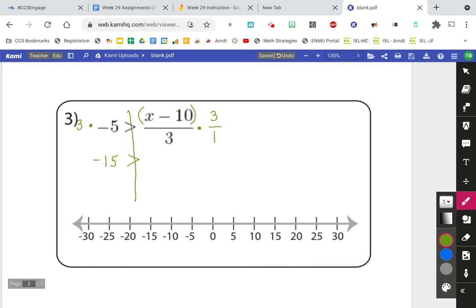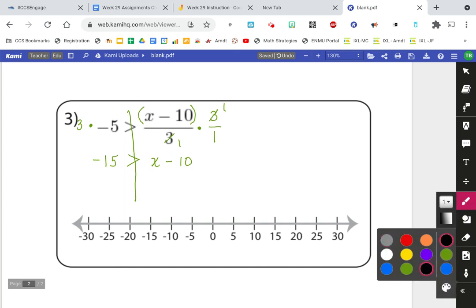Now let's think about what's going to happen. This 3 divided by this 3 is just going to give me 1. I'm going to have a bunch of 1s multiplied by x minus 10, which is just going to give me x minus 10. So my new inequality is negative 15 is greater than x minus 10. Okay, so you might be thinking, well, what's next? Well, what's next is, remember, we still have to get the variable by itself. The variable is this time on the right-hand side.